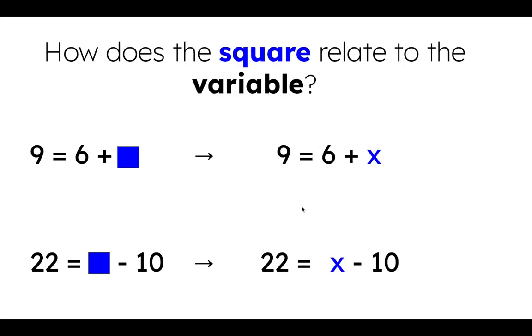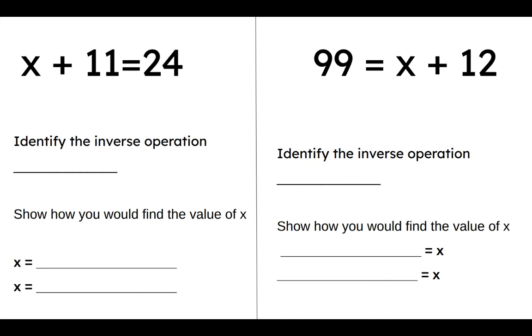So now we're taking these boxes and triangles and question marks, and now we're showing it in algebra form, which is using a variable. I can use any letter in the alphabet. I'm just using x here. So I'm swapping out the pictures now for lettered variables. 9 equals 6 plus x, 22 equals x minus 10. So now the process that you are going to go through for us is x plus 11 equals 24. What your brain should say is, what is the inverse operation? I have addition, so my inverse operation is subtraction.